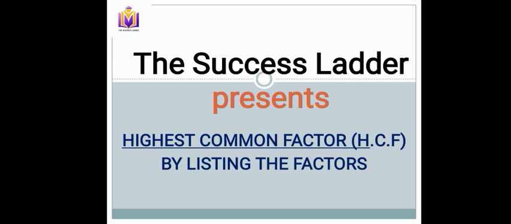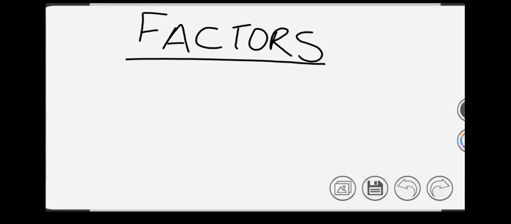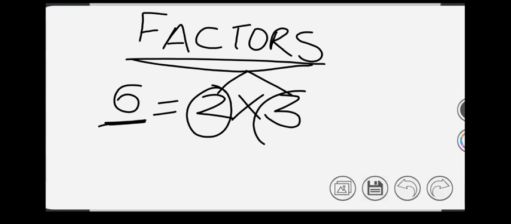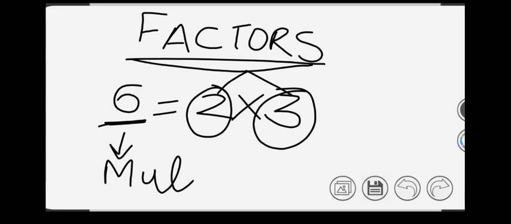So let's start. First we will see what are factors of the numbers. Factors are the numbers we can multiply together to get another number. For example, let us take the number 6. We get 6 by multiplying 2 and 3. So 2 and 3 are considered as the factors for the number 6. And we say 6 is a multiple of 2 and 3.